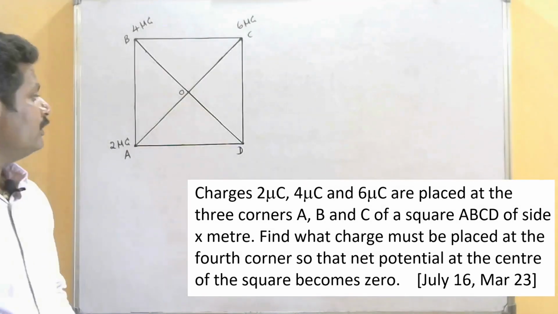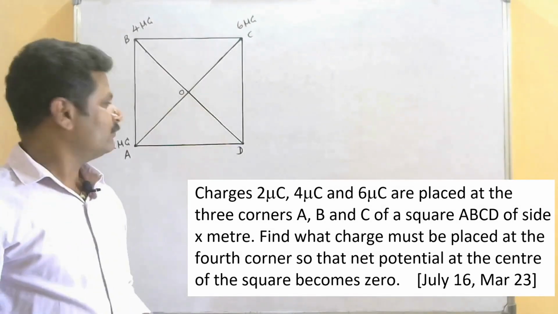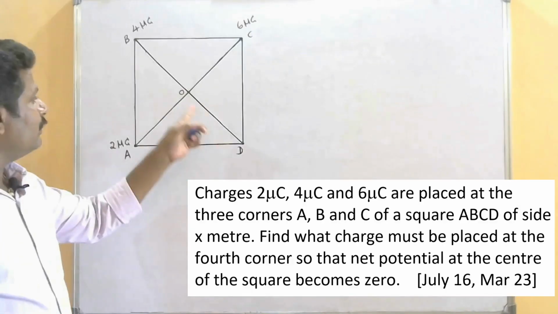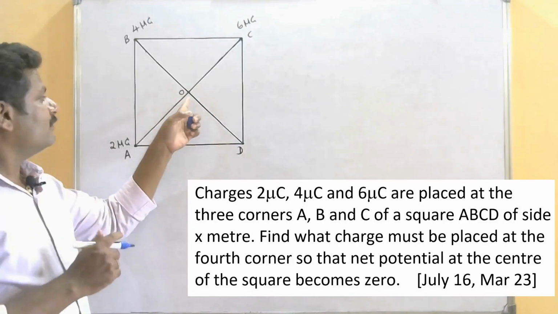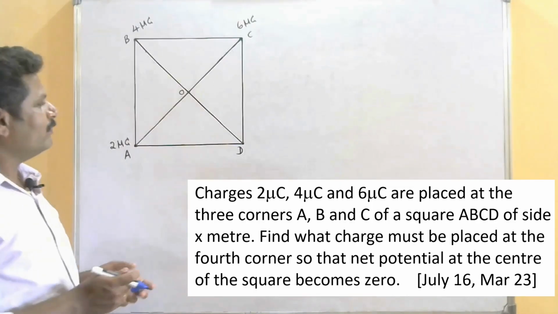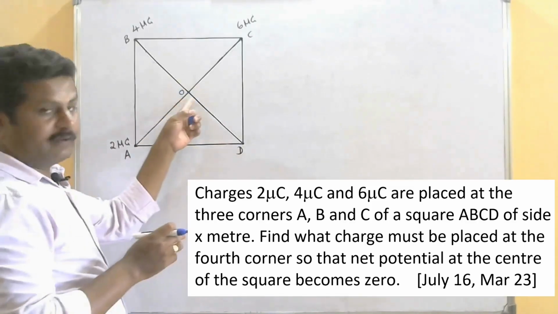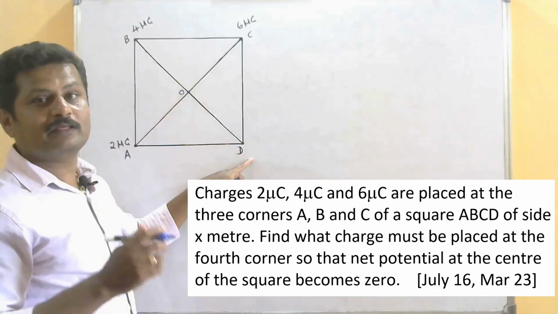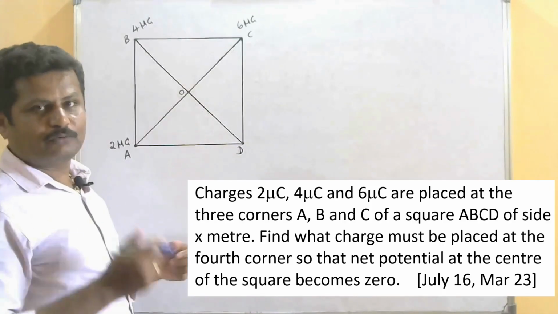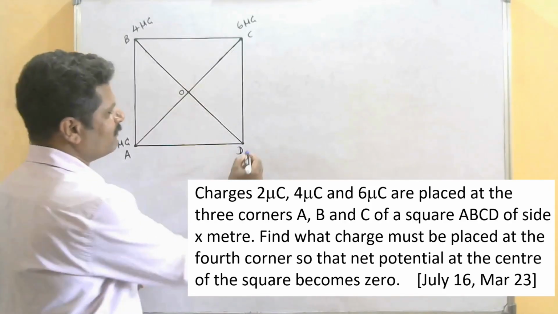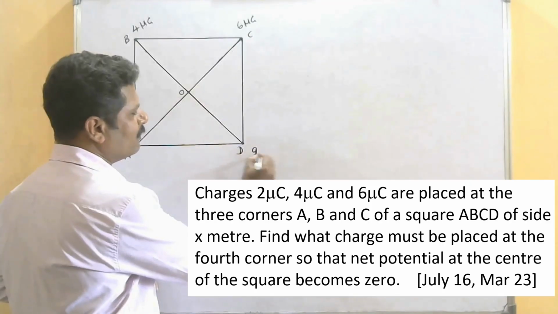Let me go for the next one. In this problem, we need to find out the value of the charge to be placed at D, so that the net potential at the center of the square becomes 0. That means, to make the net potential at the center 0, what charge must be placed at the fourth corner D? That is the question. Let me consider that charge as Q.